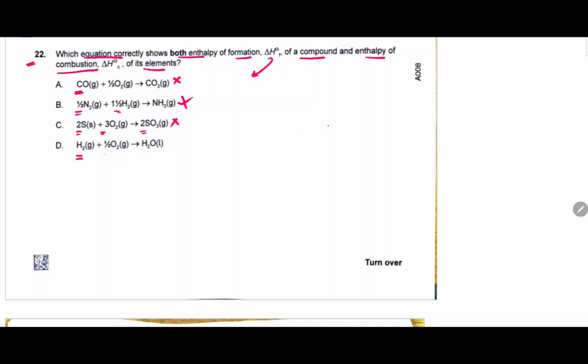The last is hydrogen gas, which reacts with half of oxygen gas and forms water, which is a liquid. Now this is the enthalpy of formation of a substance from its elements in their natural or standard state. Water exists as H2O in its standard state, and it is formed from its elements in the standard state, that is hydrogen and oxygen. Hence it is correct enthalpy of formation. It is also the enthalpy of combustion, because hydrogen is combusted in the presence of oxygen to form water. Both enthalpy of formation and enthalpy of combustion are satisfied by option D. Hence the answer is D.